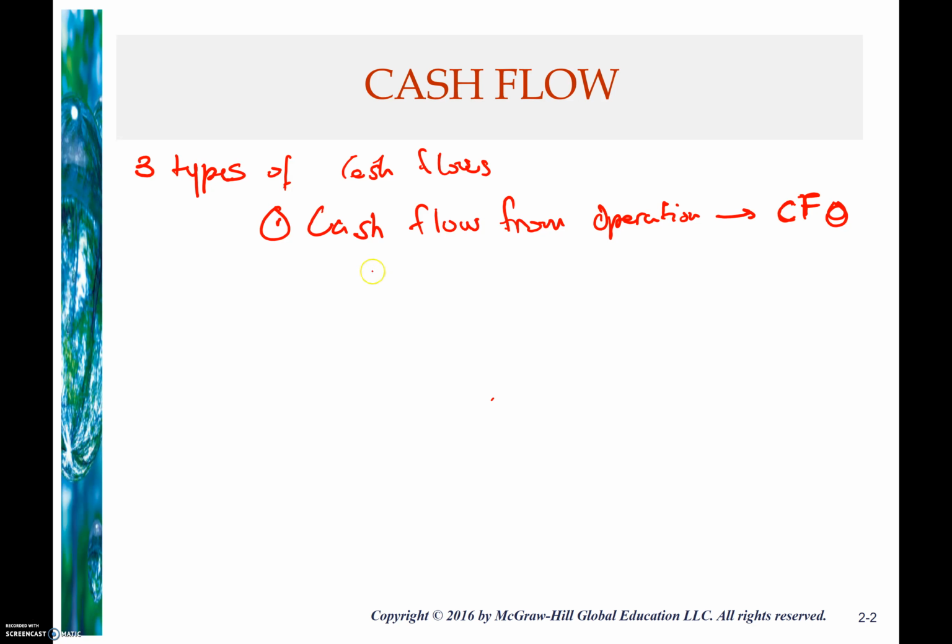Your cash flow from operation is your money received or spent from normal business activities. That's the first category. That's your cash flow from operation.